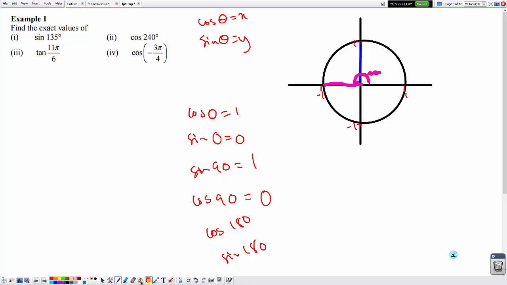What's my sine? What's my cos? Well, clearly, let's just do cos first. Cos, I said, is my x, so that's -1. Sine is my y, so that's just 0. And you can do other values like that. Of course, you can get tan, but tan is just sine over cos. And we can also find values for other bigger angles as well.